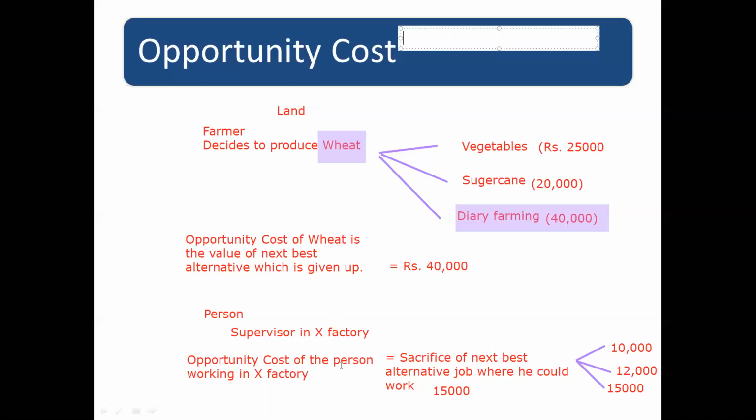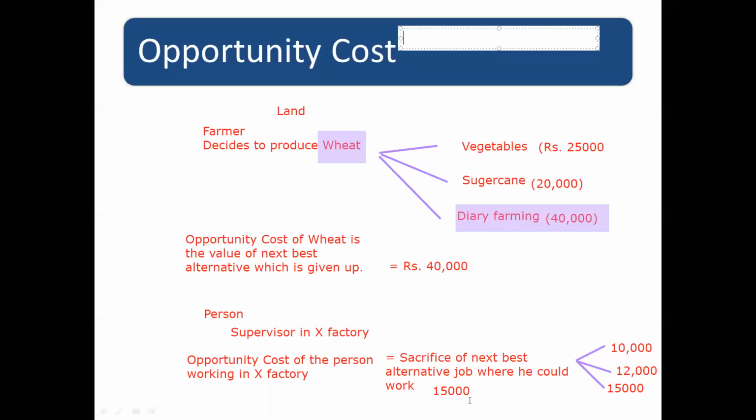Suppose he gets 17,000 in X factory. So that's why he's happy working in X factory, because he's getting more than his next best alternative. So this is where decisions are taken. When we talk about decision making, this term opportunity cost helps producers take a decision, government take a decision, customers take a decision, employees take a decision, employers can take a decision.